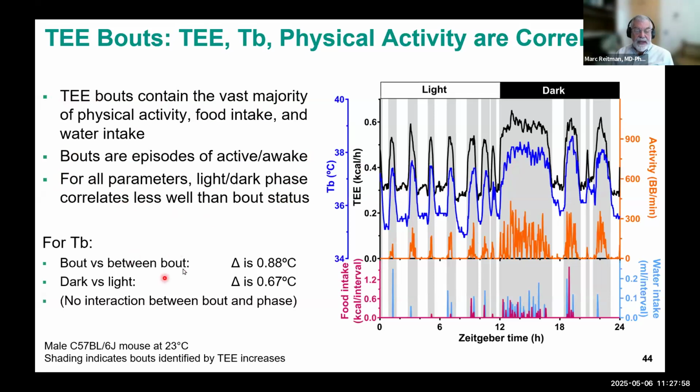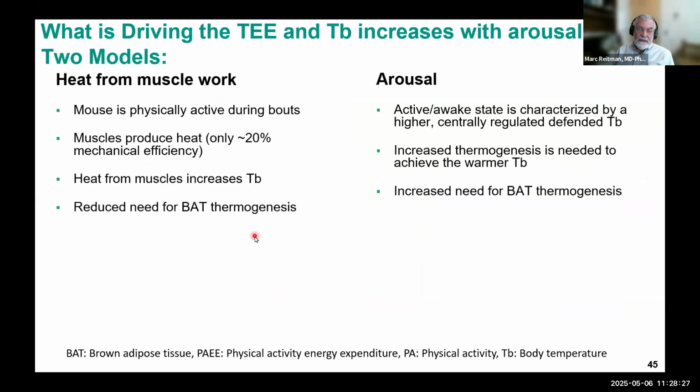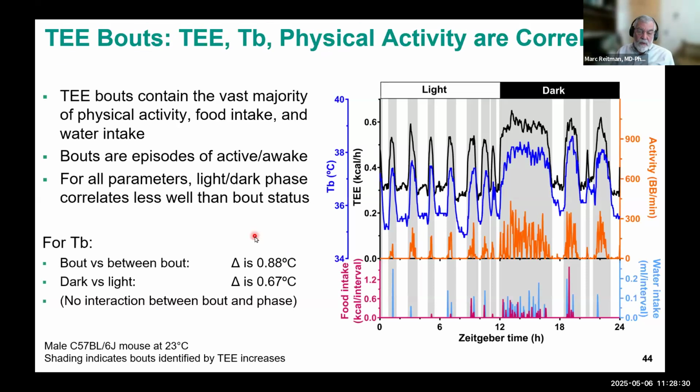And so for all parameters, the light-dark phase correlated less well than bout status did. And the metric that correlated best with light-dark was body temperature, and light-dark explained 0.67 degrees difference in temperature, but between bout explained 0.88 degrees of temperature. So bout status rather than light-dark phase is a better way of understanding physiology in mice. And that raises the question, so what is driving this increase in energy expenditure? Is it the physical activity? Is physical activity increasing, driving energy expenditure and body temperature? Or what's going on here?